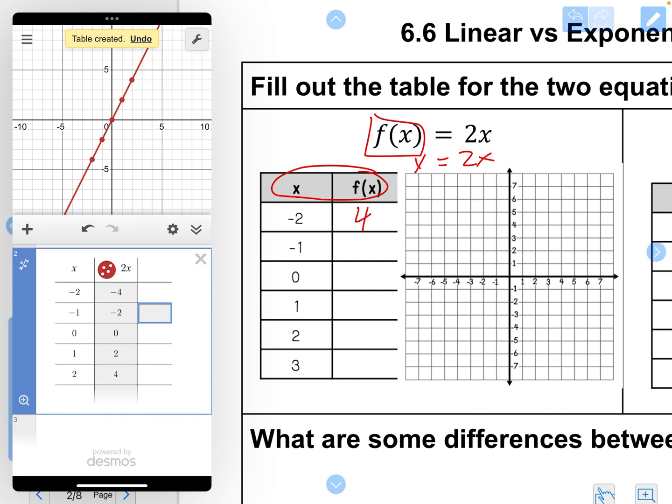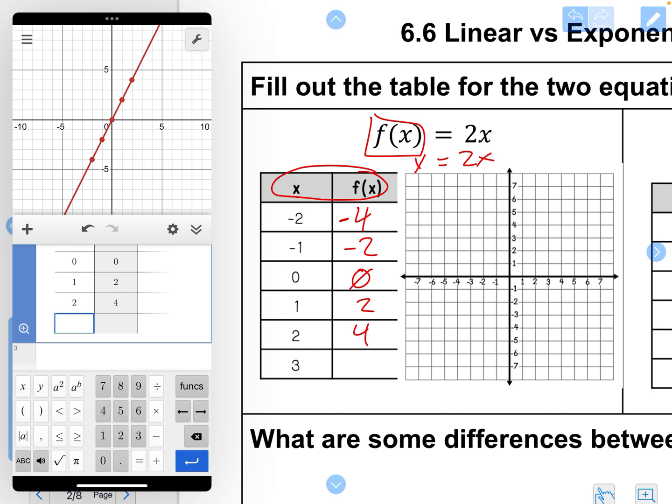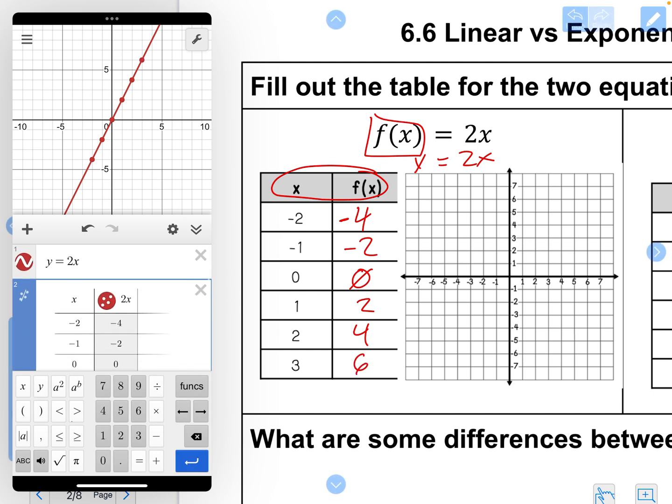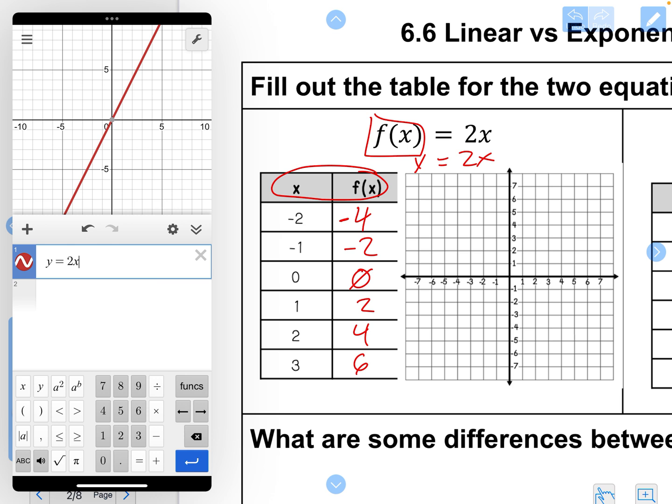So -2 is -4, -1 is -2, 0 is 0, 1 is 2, and then I can type in 3, and I get 6. Now, if you forget that trick, what you can do is instead of the x, in parentheses, put -2, and Desmos is going to tell you that it's -4, and you can put -1, then 0, then 1, and so you can always replace the x with the number.